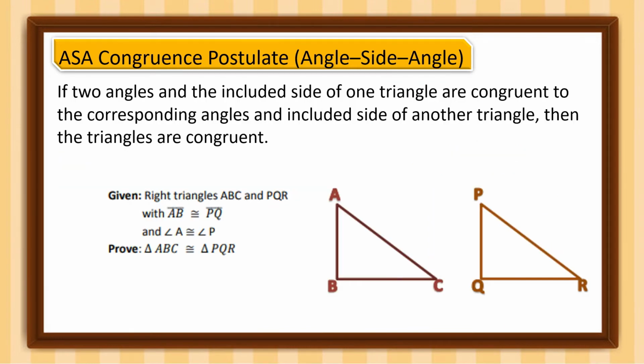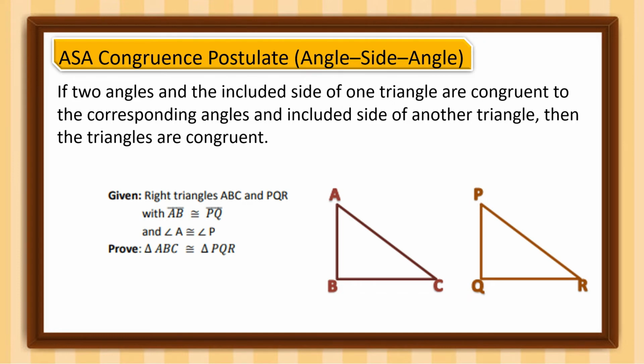Now let's proceed to ASA congruence postulate. ASA stands for angle side angle congruence postulate. It states that if two angles and the included side of one triangle are congruent to the corresponding angles and included side of another triangle, then the triangles are congruent.